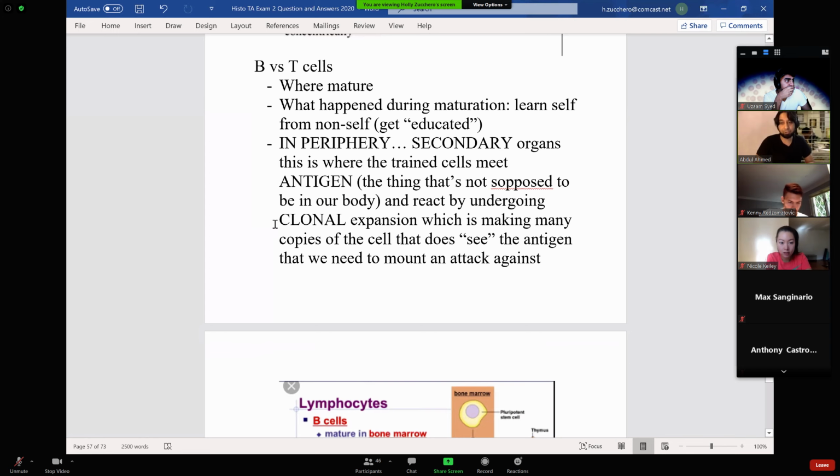So maturation for the B cells occurs in the bone marrow. T cells occurs in the thymus. And then in the periphery and secondary organs, that's when they get trained. So here, when it gets to the lymph node, that's where the B cell is kind of looking out for antigens. Everything sort of goes through your lymph nodes.